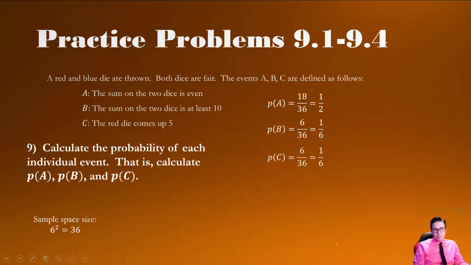And then for C, the red die comes up 5. Think about all the possibilities for this to be true. So we roll the first one to be 5. And that means the other one has 6 different possibilities, right? So 1, 2, 3, 4, 5, and 6. And that's it. Easy, right? And it's out of 36 possibilities. So it's 6 over 36, or 1/6.